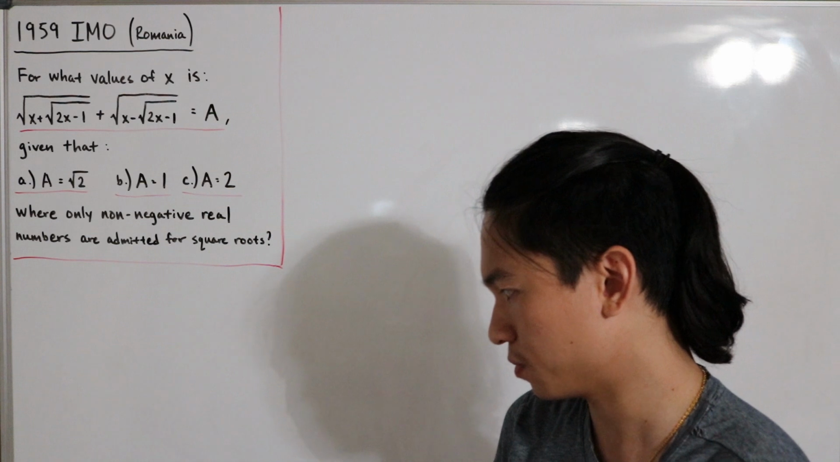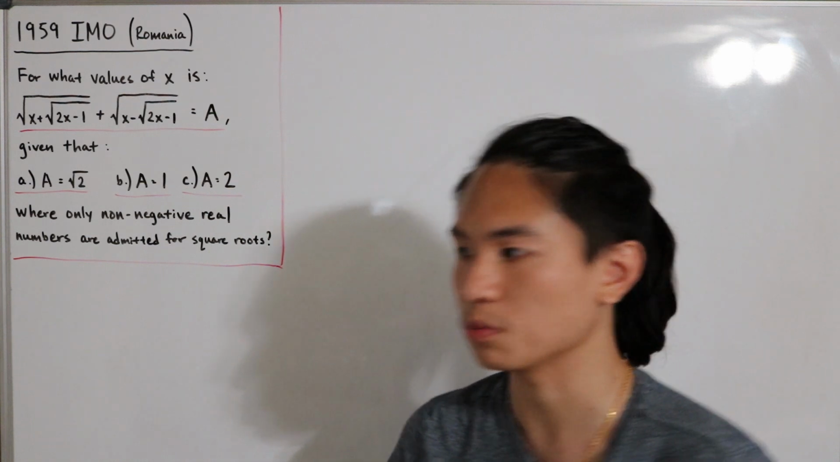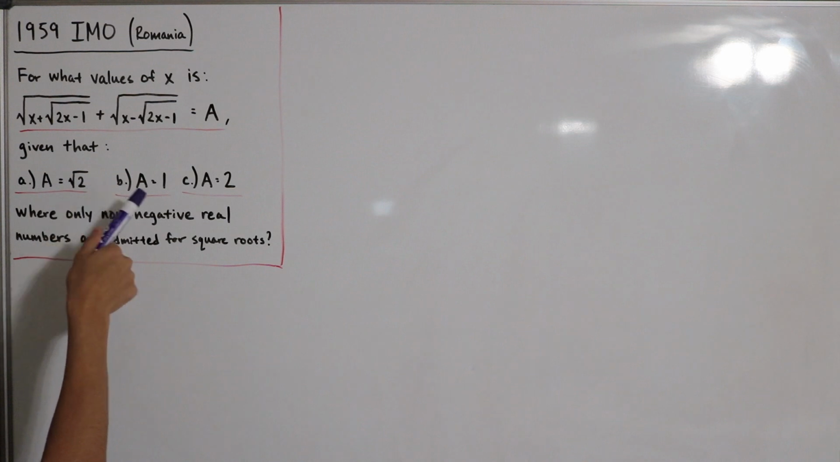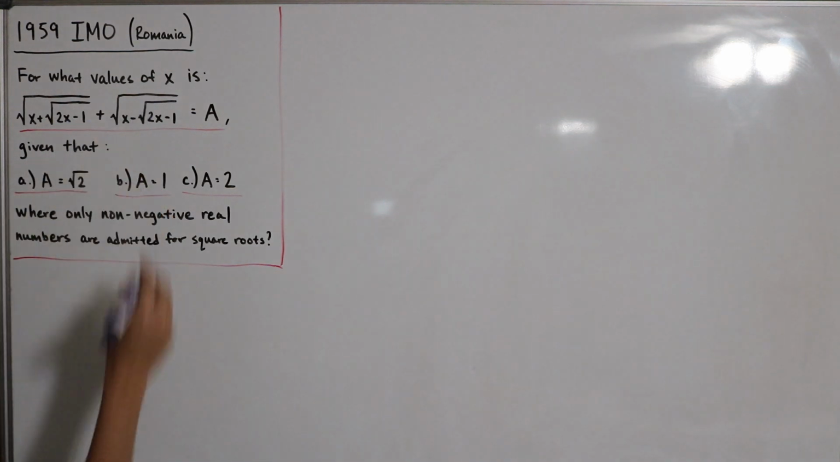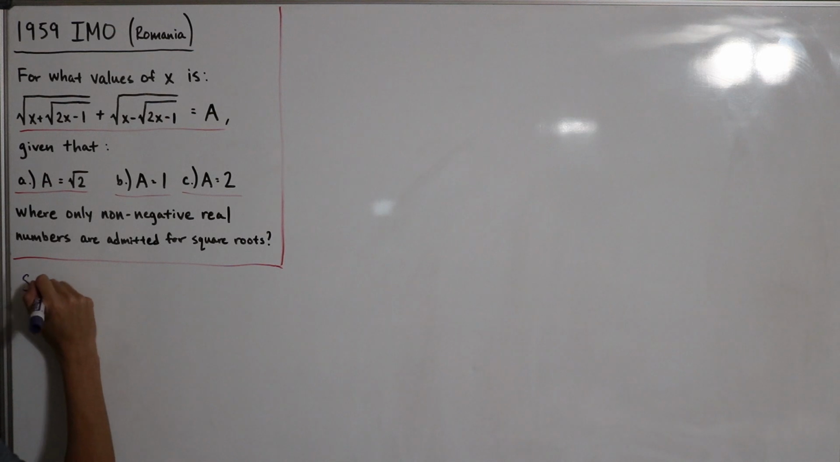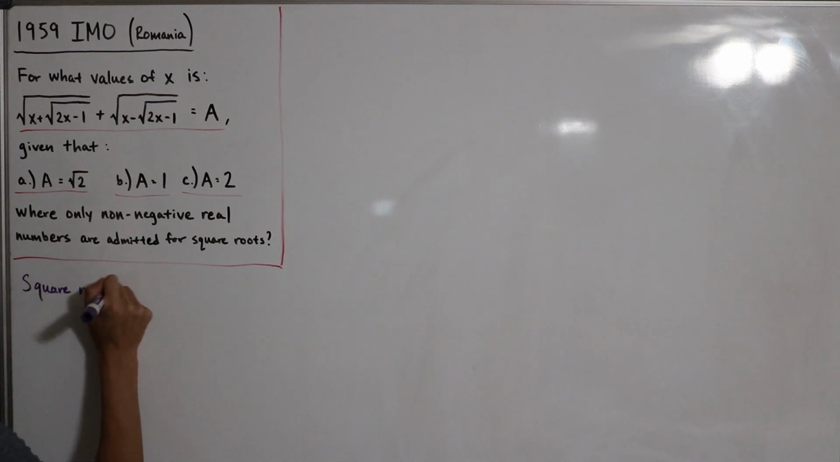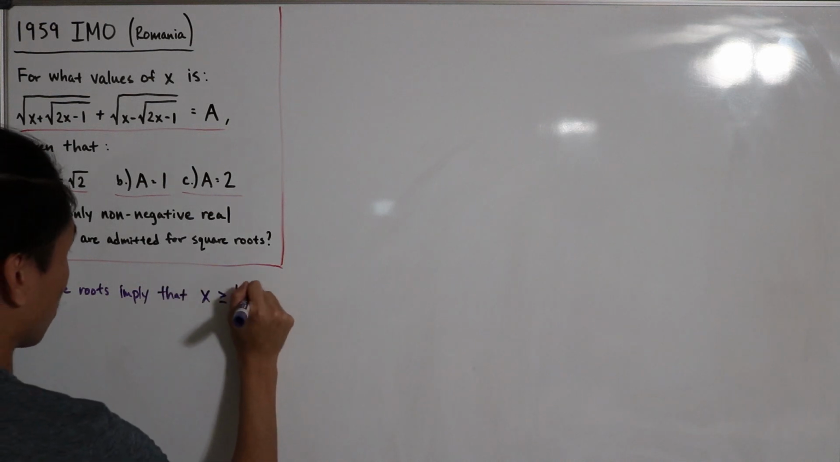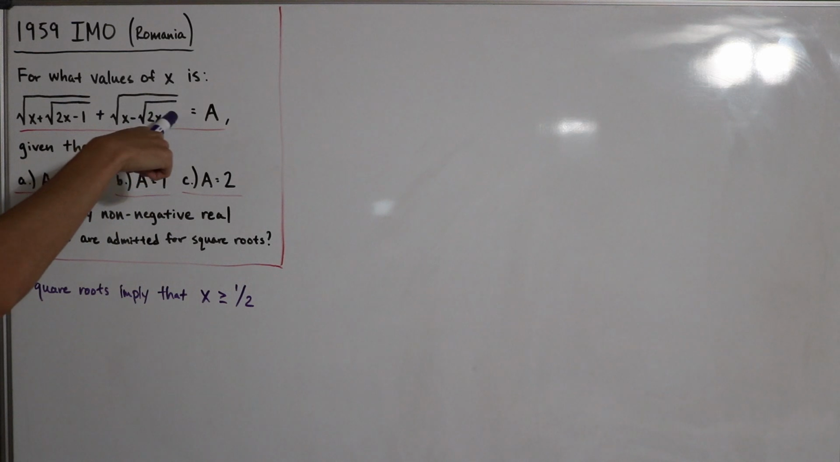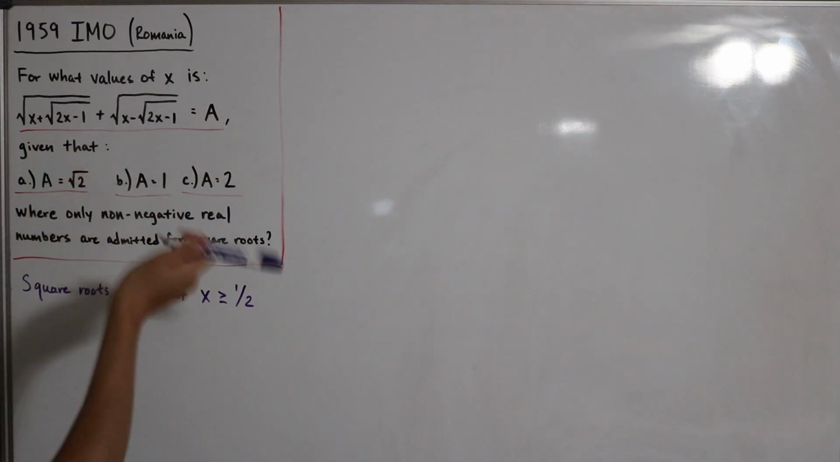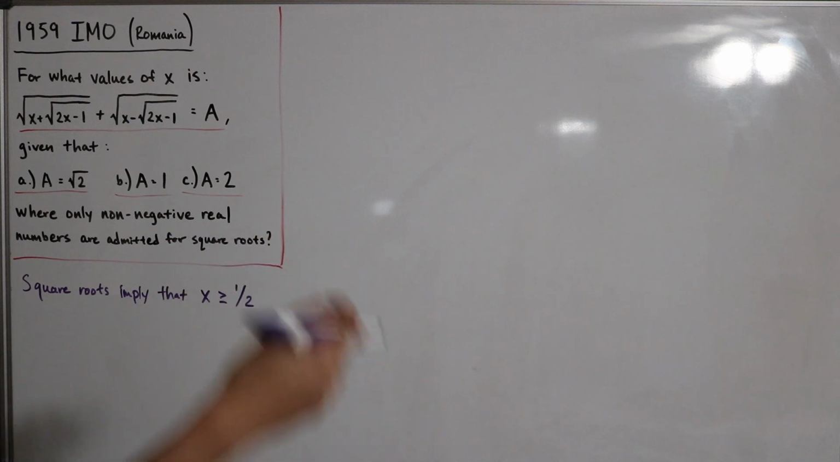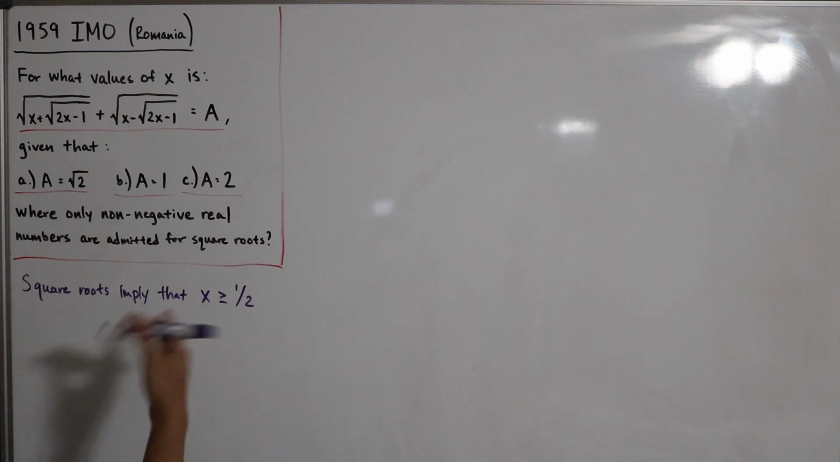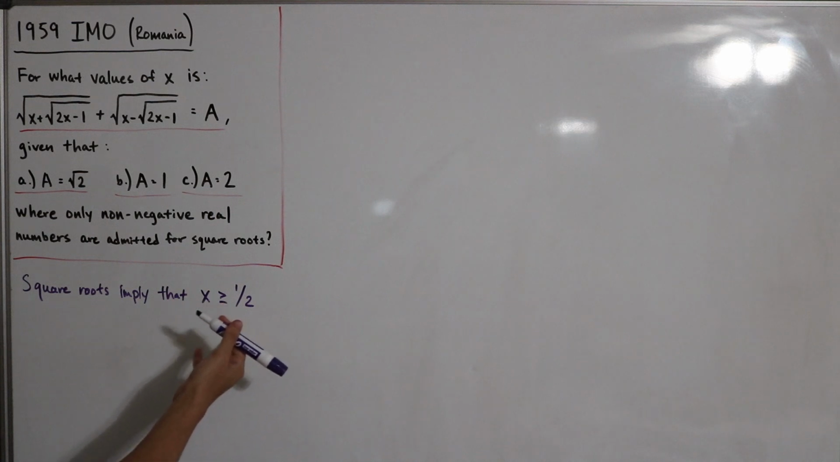So to start off this video, there's one thing to analyze, and that's the square roots. I'll write this first: square roots imply that x is greater than or equal to 1/2. As you can see with the square root of 2x minus 1, if you solve for x, the inside has to be greater than or equal to 0, because there's no such thing as a negative square root, otherwise you'll be dealing with imaginary numbers, especially where we're dealing with non-negative real numbers. So this is one fact to establish: x is supposed to be greater than or equal to 1/2.